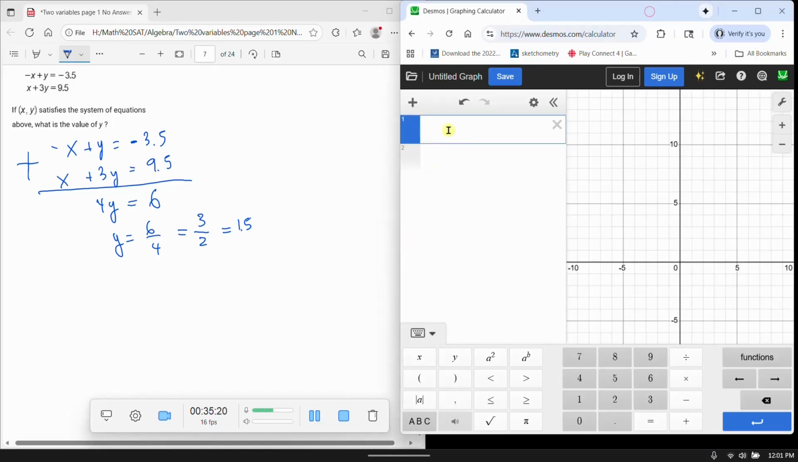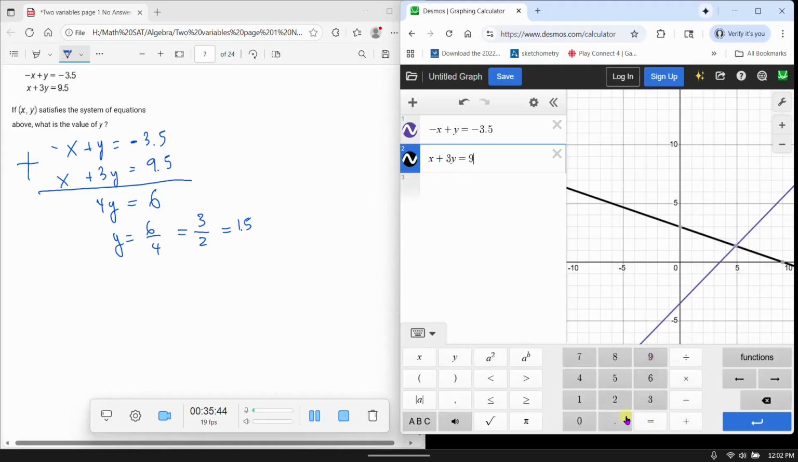Now on the decimals, you can graph this by doing negative x plus y equal negative 3.5. Now you have the graph. All right. So let's see what the solution is here. There it is, 1.5. Remember, they only ask for the value of y, so be careful.